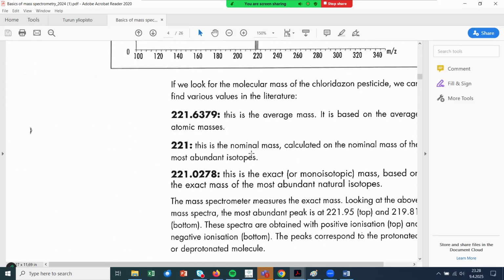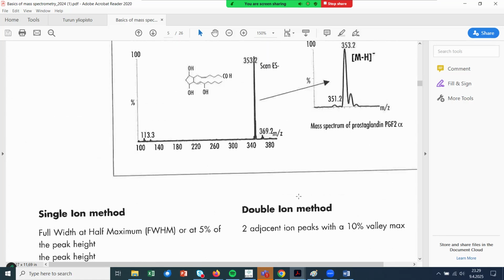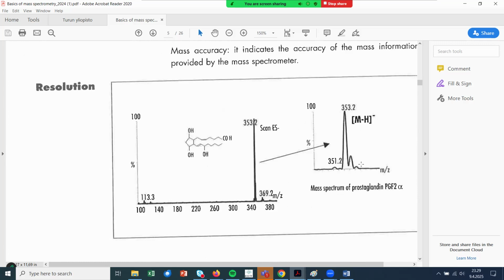In this text you can read that the average masses I showed in the periodic table of elements cannot be used. The signal we get with mass spectrometry is not the average signal in that sense. We are interested in the exact or monoisotopic masses, which is the mass of the isotope itself, not any average of different isotopes. And now let's come back a bit to this matter of resolution. So this is a mass spectrum.